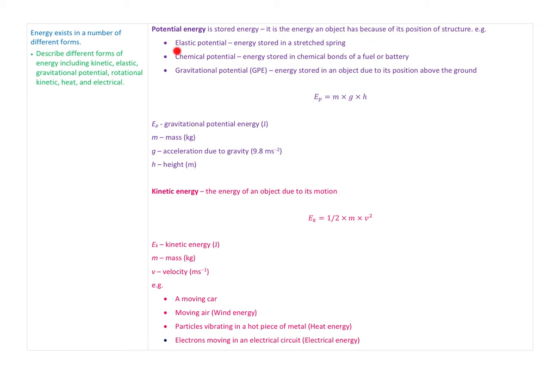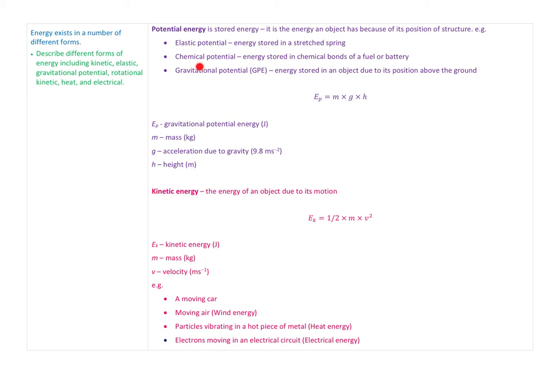So some examples: elastic potential. That's the energy stored in a stretched or a compressed spring, for that matter, or a rubber band. We know if we stretch a rubber band out, it's elastic. If we let it go, there is basically energy stored there that has the ability to apply a force to cause something to move, i.e. the rubber band to fly across the room.